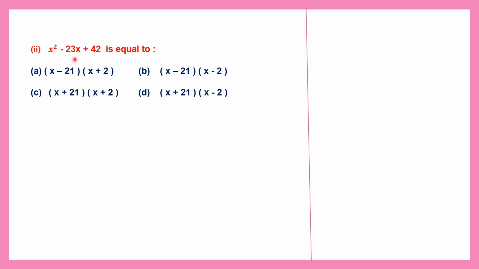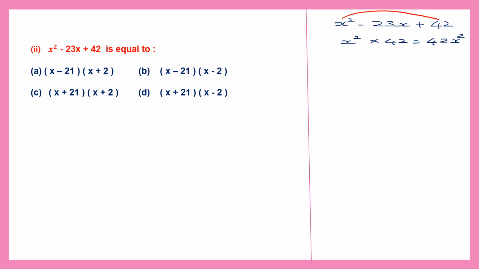Question 2. X square minus 23x plus 42 is equal to one of these. So let's take this question here. This is a trinomial. X square minus 23x plus 42. So when we factorize, what should we do first? We should find the product of the first term and the last term. So that will be x square into 42. This will give us 42x square.